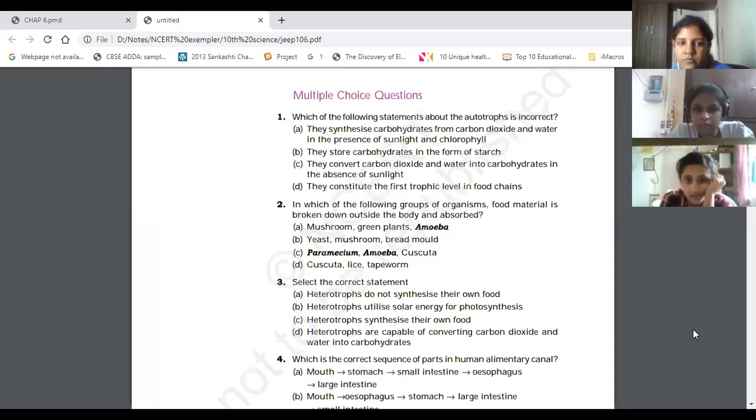B. That is, decomposers do that. Saprophytes do that. And which of these are saprophytes? Yeast, mushroom, bread molds, fungi are the saprophytes. What is the original name of bread mold? The scientific name, not original, scientific name. Bread mold, scientific name.